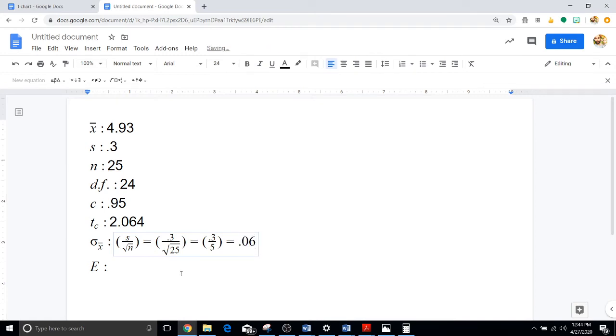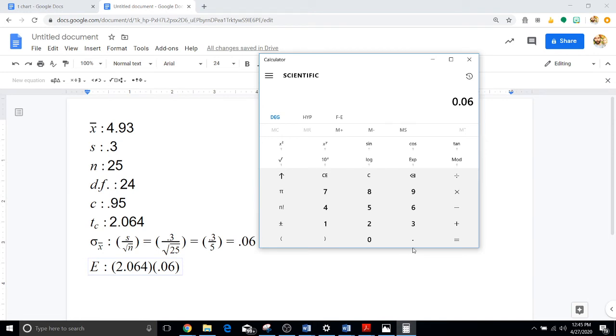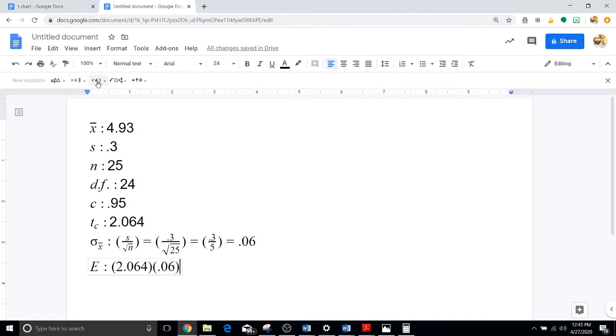0.06. All right, we know our E is just going to be us multiplying our TC with our standard error. So let's do 2.064 times 0.06. I don't know what that is off the top of my head, but we sure can find out. We've got our 0.06 multiplied by 2.064, and we get 0.123. Let's call that about 0.12. So about 0.12. Well, now that we have our E, all we have to do is add it and subtract it from our average. So let's write that out as well.